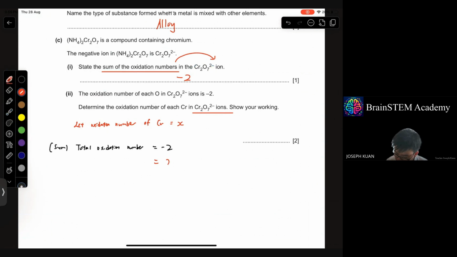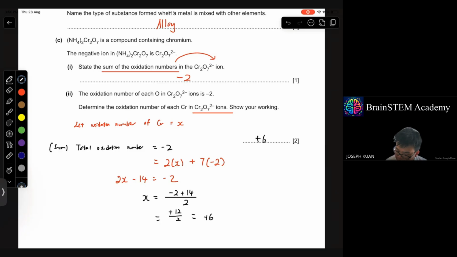So we have 2 chromium contributing their oxidation numbers, together with 7 oxygen. So 7 oxygen, each of them contributes -2. So the equation will be 2x minus 14 equals -2. To solve for x, we simply take -2 plus 14, divided by 2, which equates to +12/2, which equates to +6.